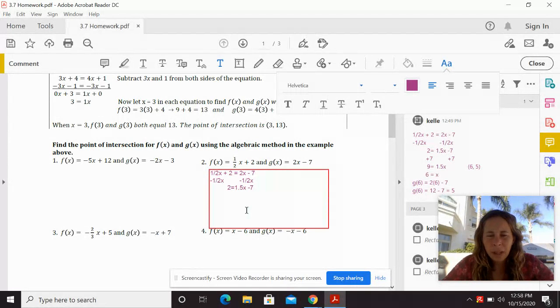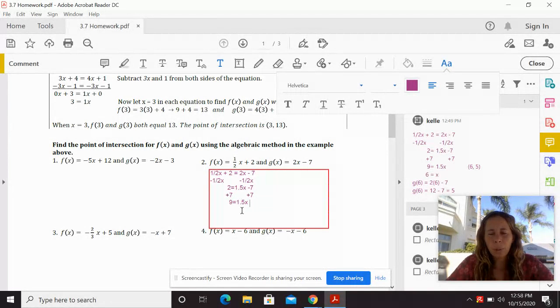Now I want to get 1.5x alone on this side, so we're going to add 7. If I add 7 on this side, I also have to add 7 on this side. 2 plus 7 is 9 equals. I didn't do anything to my 1.5x, so I just rewrite it. And then negative 7 plus 7 is just 0, so that's gone. This is what you have left.